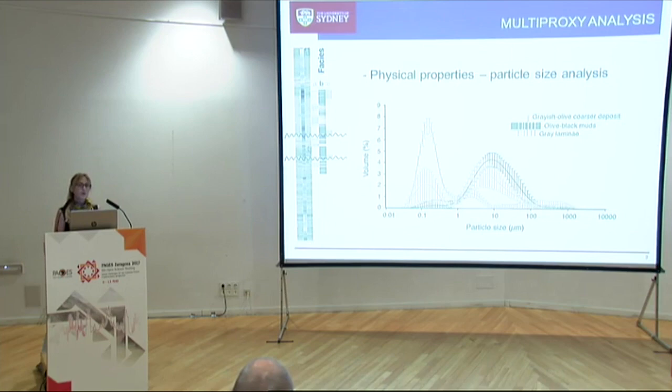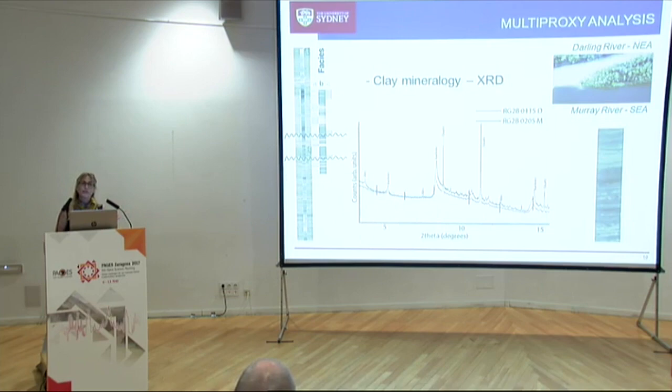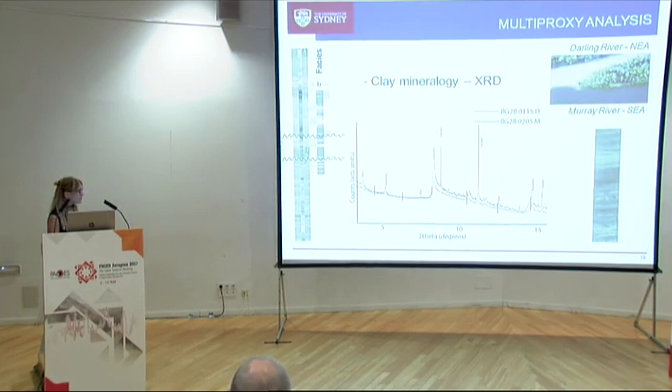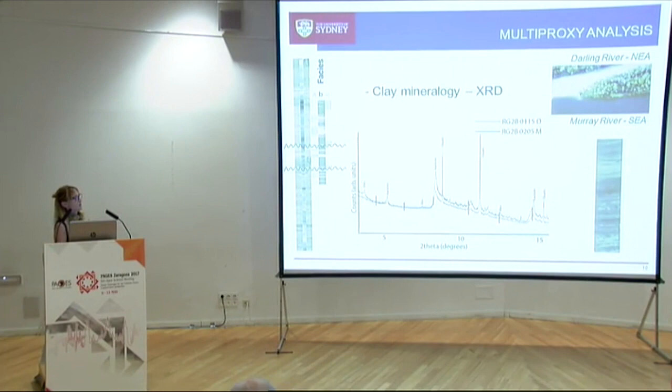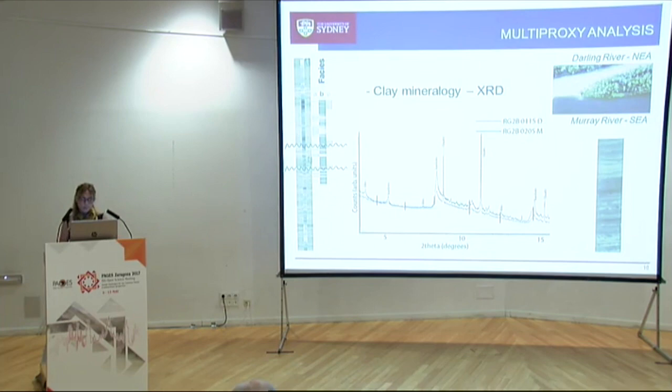In terms of the clay mineralogy, based on existing literature, we were expecting to see a differentiation in the facies A and B sediments between smectite and illite, and this was supported for facies B, but we didn't see a full distinction of smectite between the samples. Smectite is an indication of the clay mineralogy of the Darling versus the Murray at the confluence here, as an example. So further work to be done.